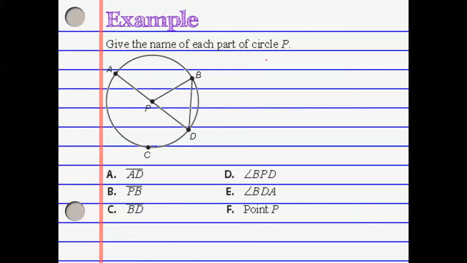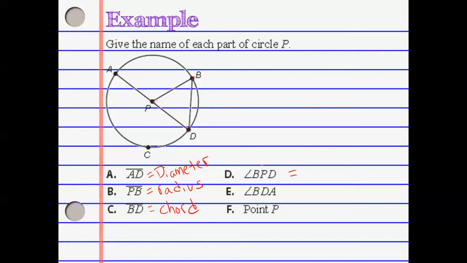So here we want to give the name of each part of circle P. All right, so here we have AD. If it's circle P, that means that this dot is the center. Since this line AD is on the edges of the circle and it's going through point P, we call this a diameter. Okay, PB: B is on the edge of the circle and it's going to the center point, so PB is a radius. Okay, BD just has its endpoints on the edges of the circle. It's not going through the center, so we just call that a chord.